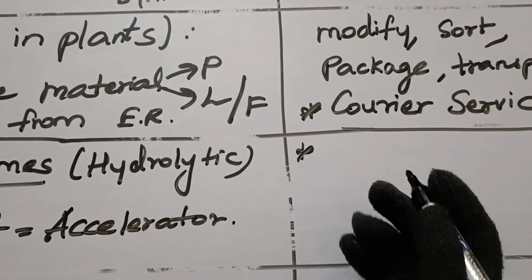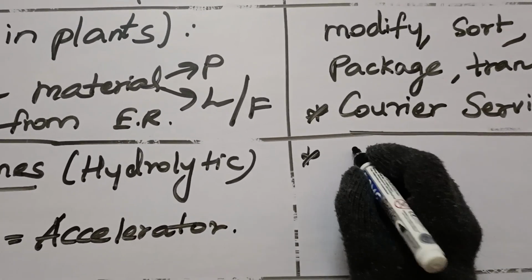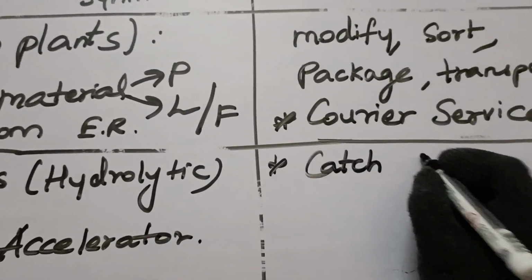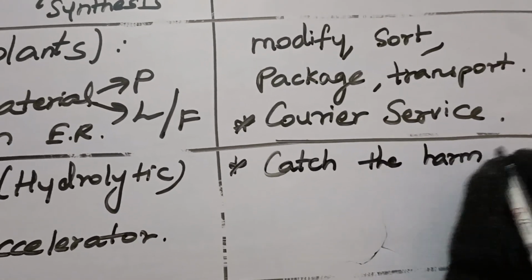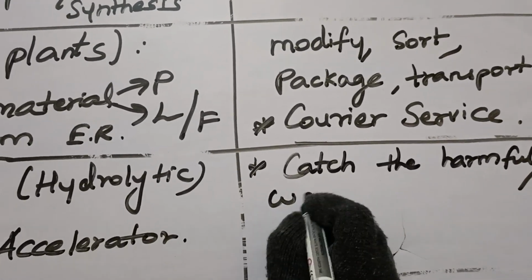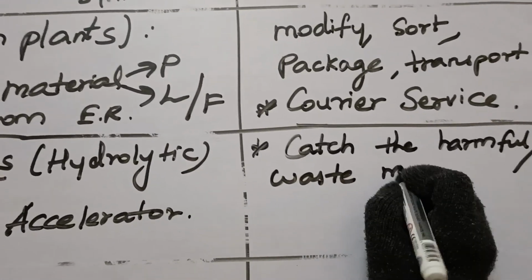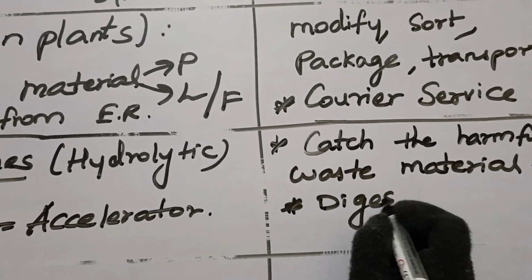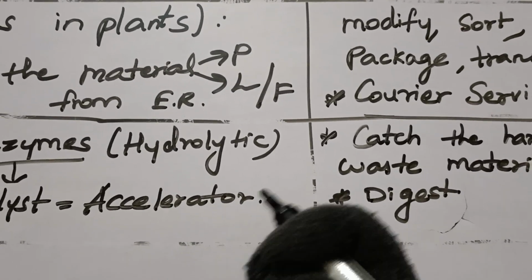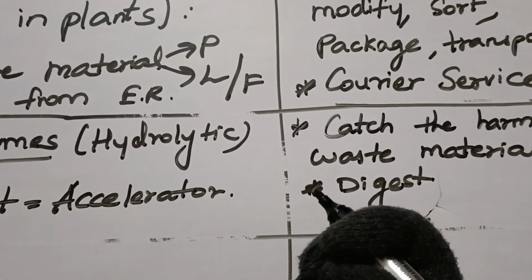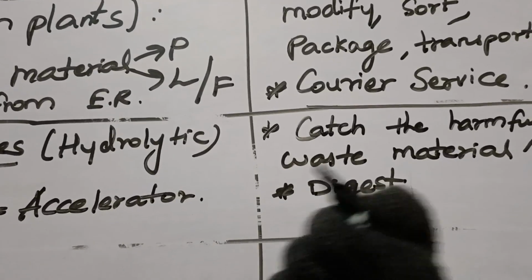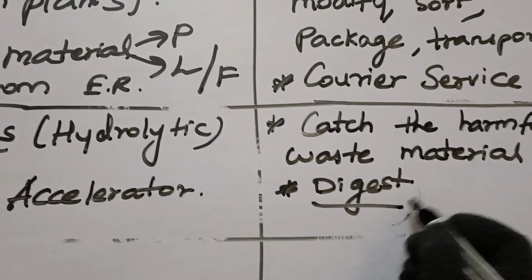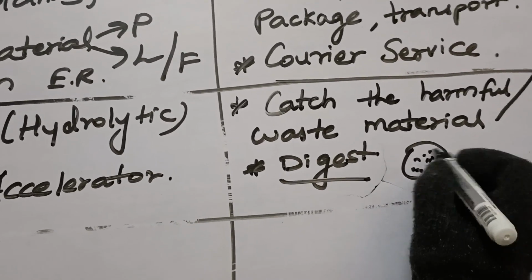The lysosome is going to catch or engulf, we call it, no, it is going to just come and catch the harmful or waste materials, and then it is going to digest them. Clear? It is going to digest those waste materials which are not useful, which are harmful for the cell. All those materials it is going to digest inside.